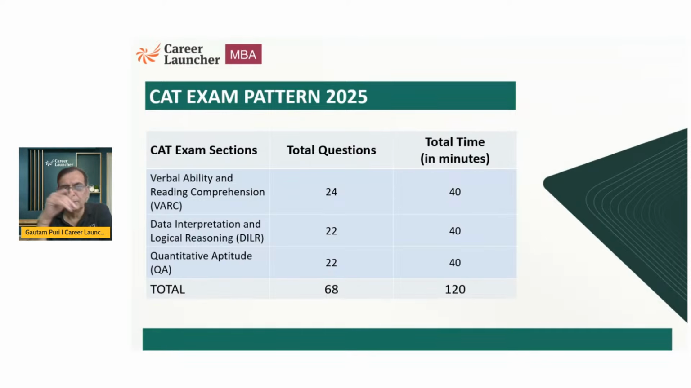So let's continue. What are we looking at? We are looking at the D.I.L.R section, which in CAT 24 had 22 questions to be done in 40 minutes, and we expect CAT 25 to be similar. So we don't expect the pattern to change as far as CAT 25 is concerned.